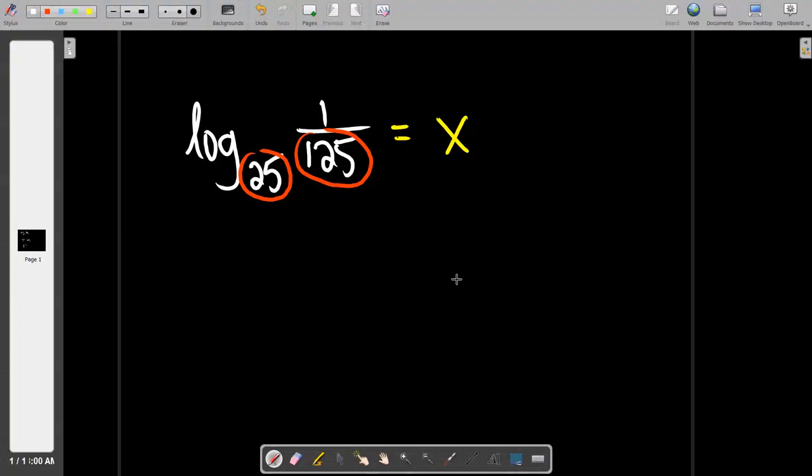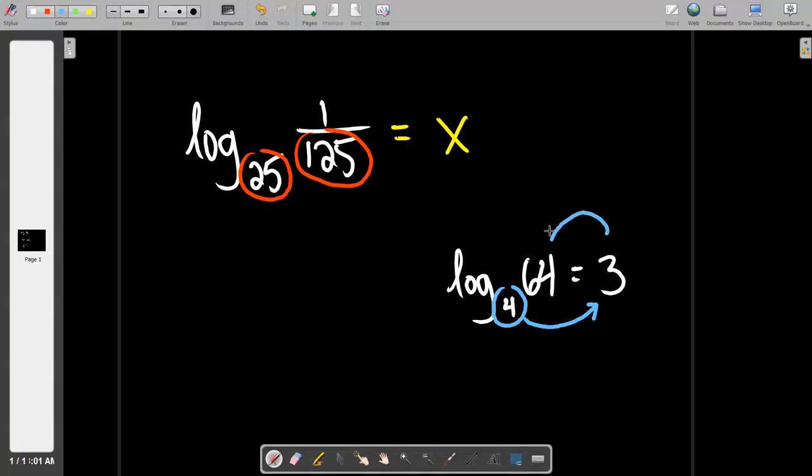If I gave you something like this, log base 4 of 64, you understand that the answer is 3. By now, that's easy for you, having practiced as much as you did. And where that comes from is this fact. Follow the little blue arrows. 4 to the 3rd power equals 64.